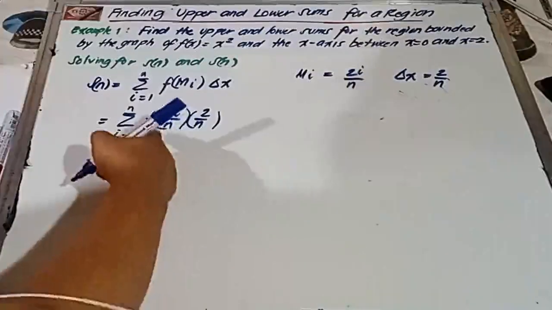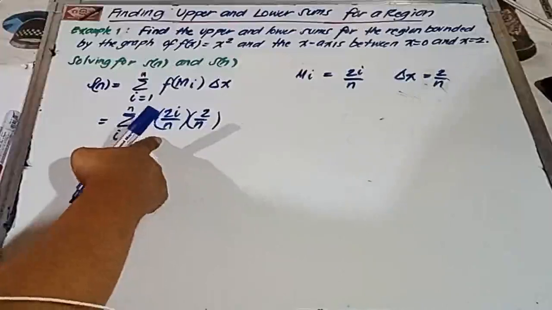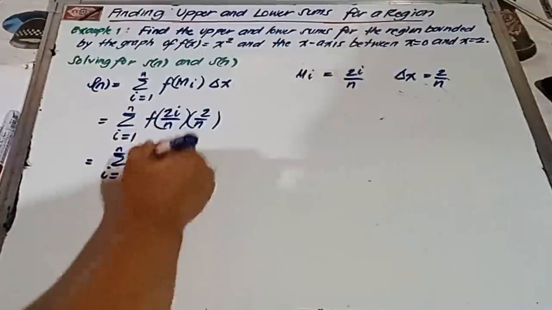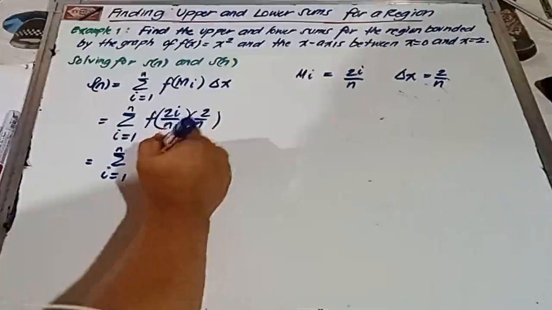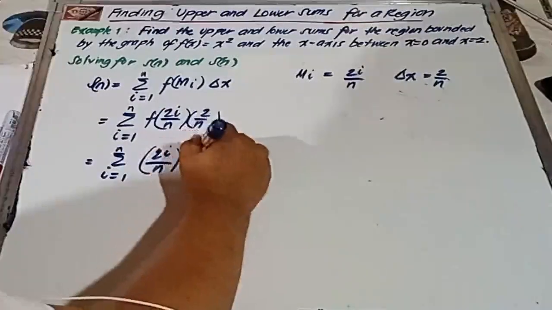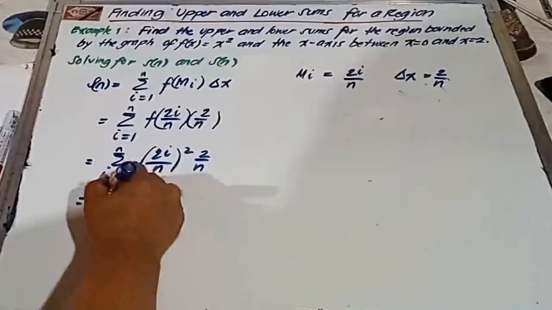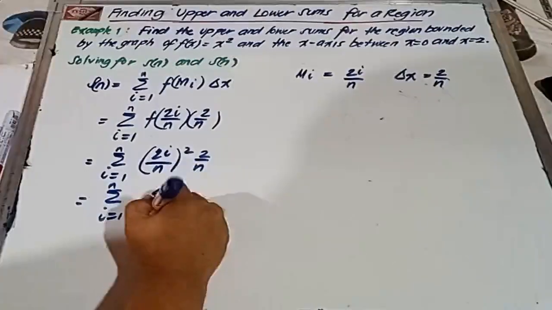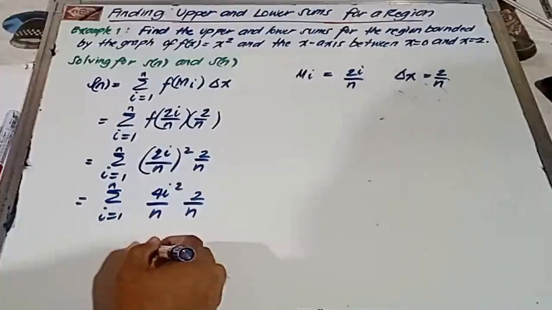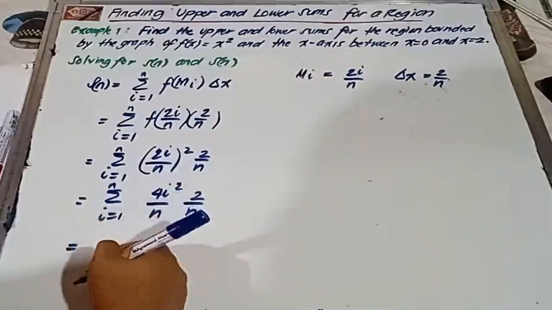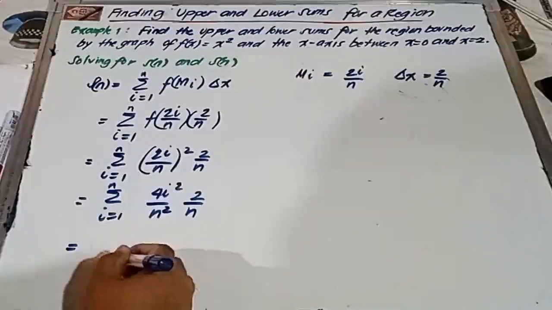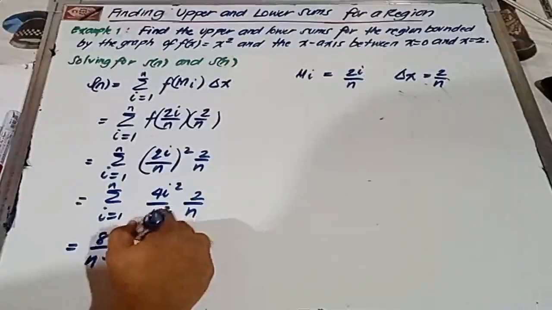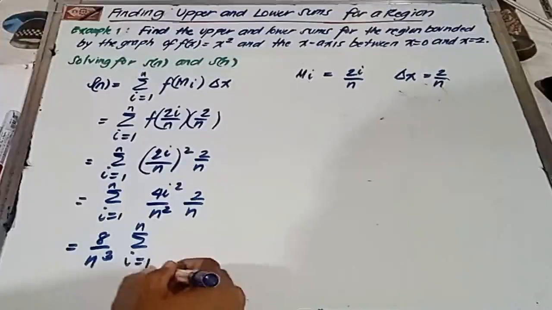Now, substitute natin yung 2i over n to our f of x. So we have summation from i equals 1 to n, that is (2i over n) squared times 2 over n. Okay? Then expand natin. This is 4i squared over n squared times 2 over n. So we have 2 times 4 is 8. By the way, this is squared. So labas natin yung 8 over n cubed, summation of i squared, i equals 1 to n.